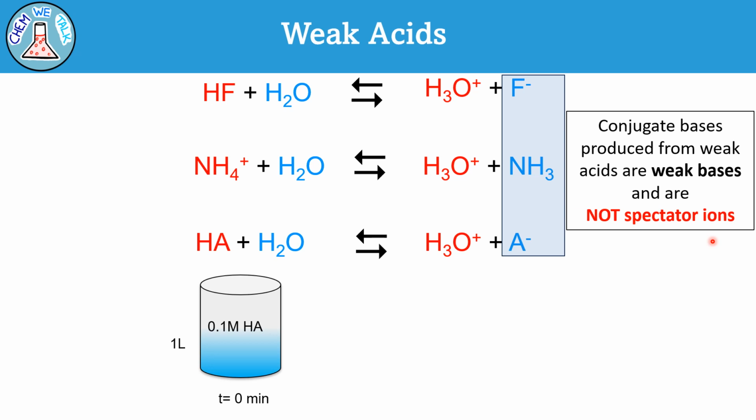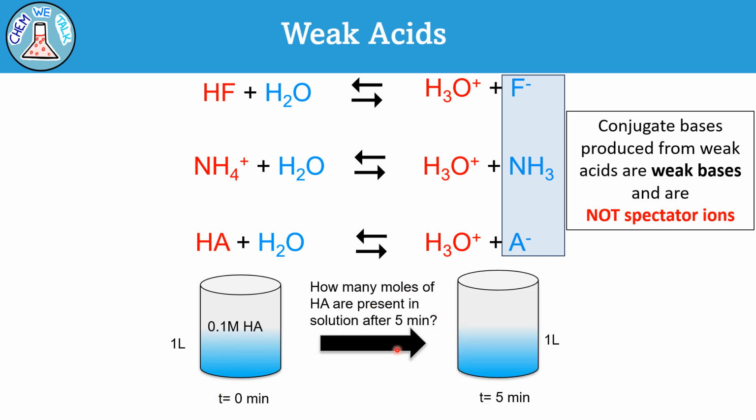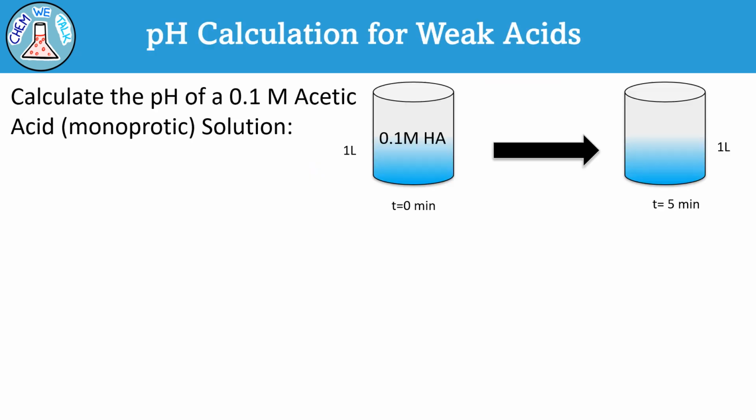Okay, so let's do the same type of scenario. We have a 0.1 molar solution of HA at t equals 0 minutes. We let that sit there for 5 minutes, and now I come back and ask you, what is the concentration of HA, like combined, H bonded covalently with an A, that will be present after 5 minutes? So differently than the HCl case, which was a strong acid, the answer will not be 0. There will still be some HA present. But now the question is, how do we calculate how much HA will be present?